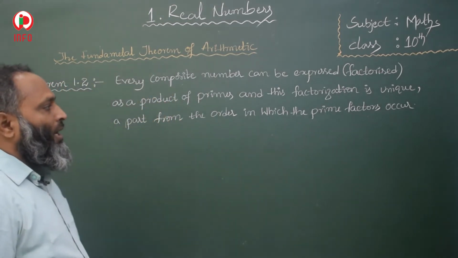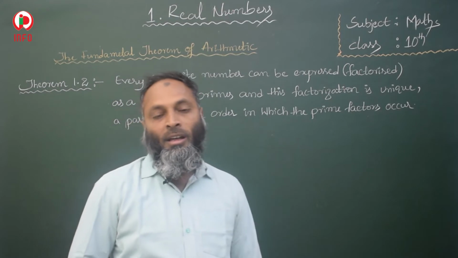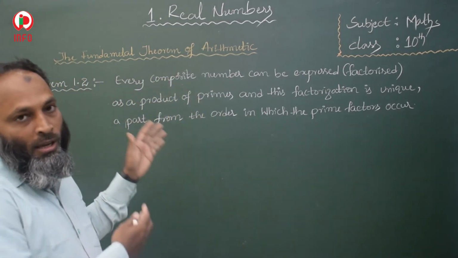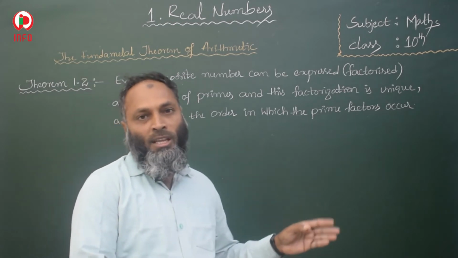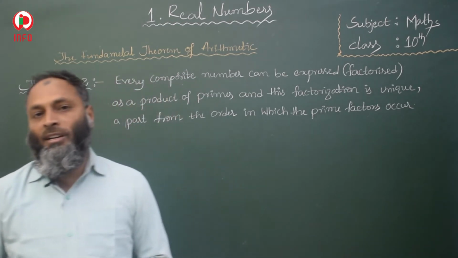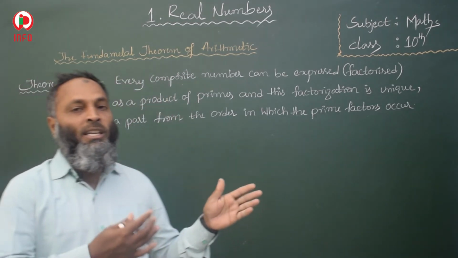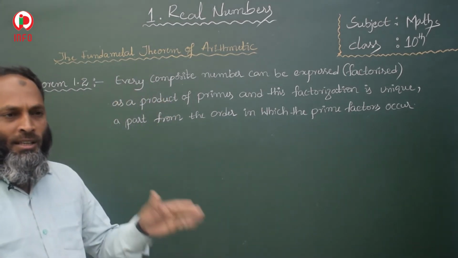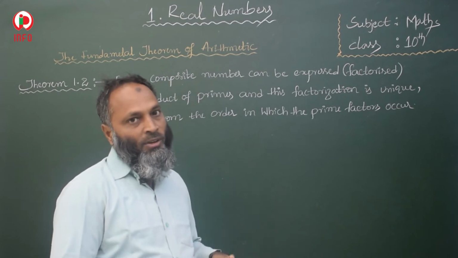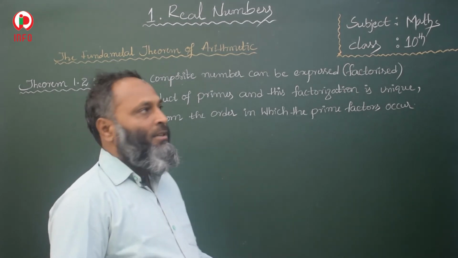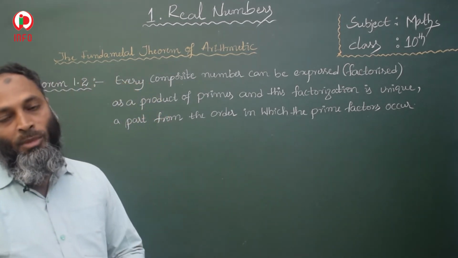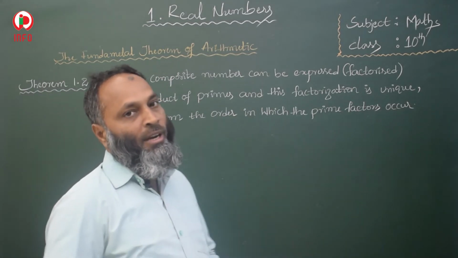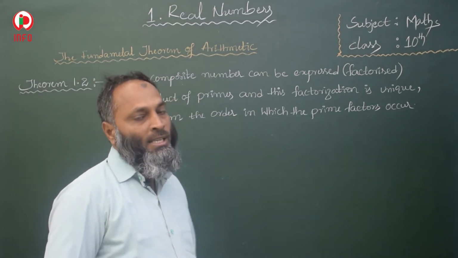Apart from the order in which prime factors occur. How does the order matter? Whenever we split a composite number into prime factors, we should arrange the prime factors in order from smaller to bigger. That is unique for that particular number. It is not the same for any other number. Every composite number has different prime factors, he is saying.